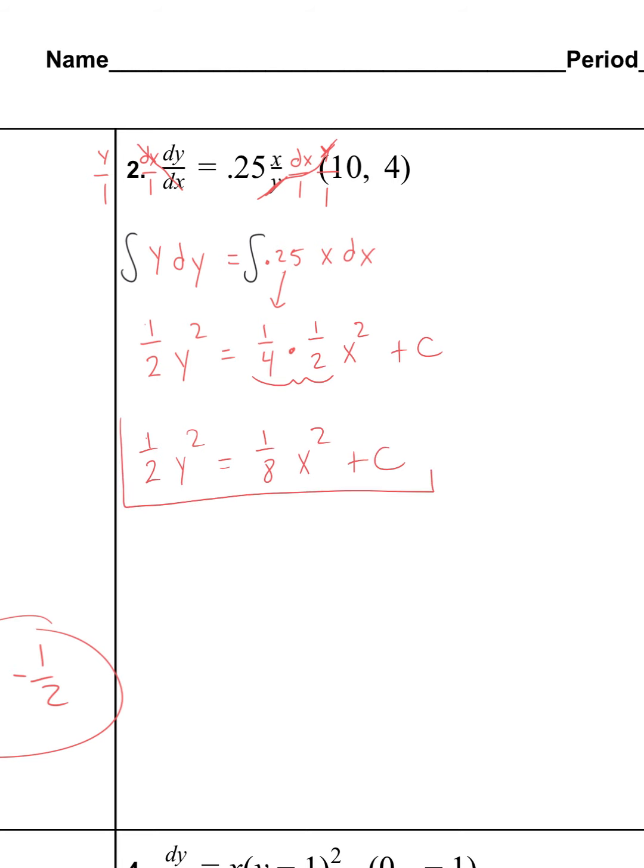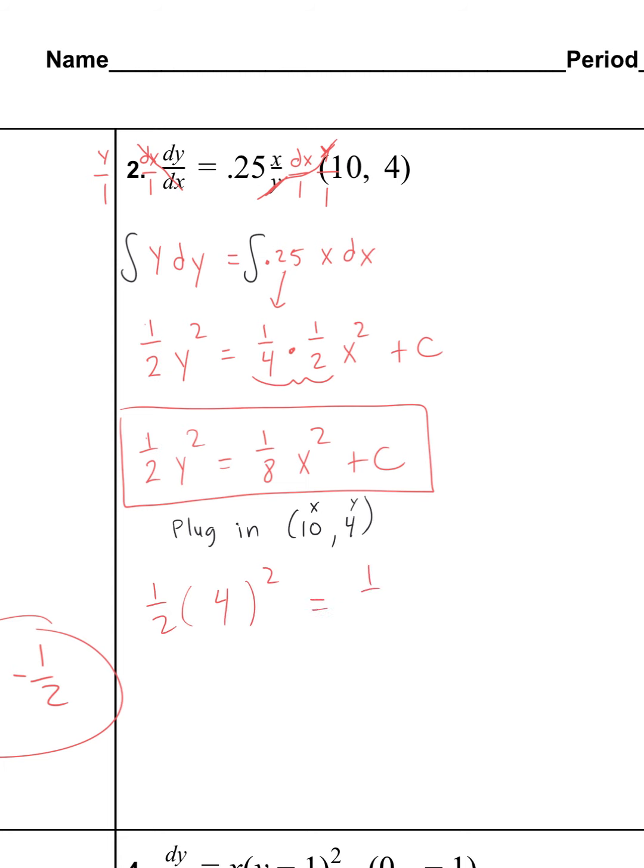And that is as far as you have to go there, because your term with y in it is by itself. Now we simply plug in our point to find c. So we're going to plug in 10 for x and 4 for y. And it looks like this: 1/2 times y squared, which is 4.